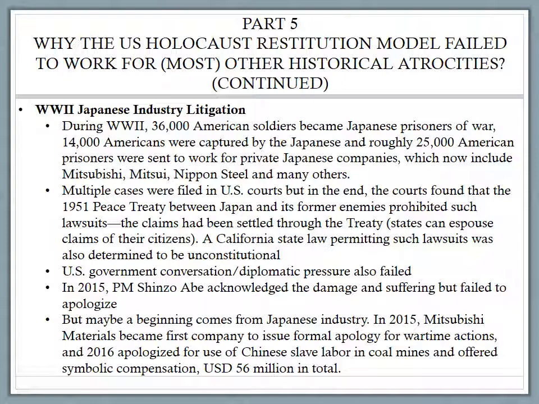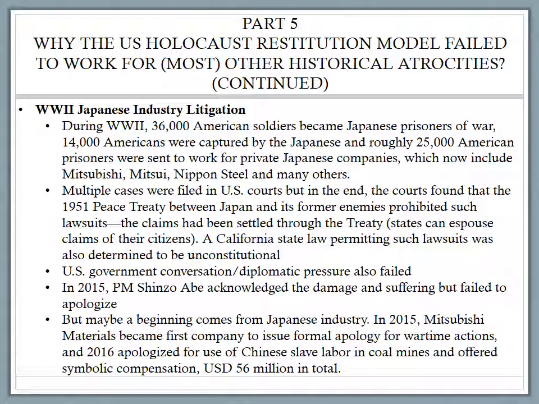In addition to this court effort, US government conversation and diplomatic pressure also failed to yield any results. In 2015, Prime Minister Shinzo Abe acknowledged the damage and suffering that was caused, but failed to apologize for what happened.